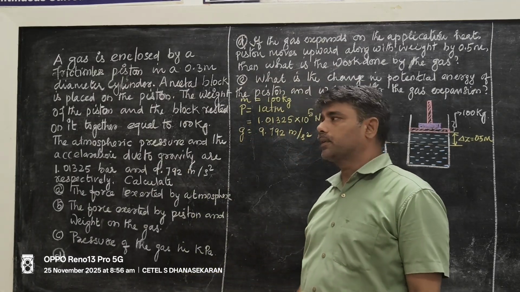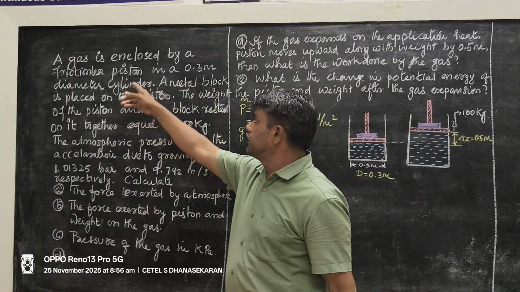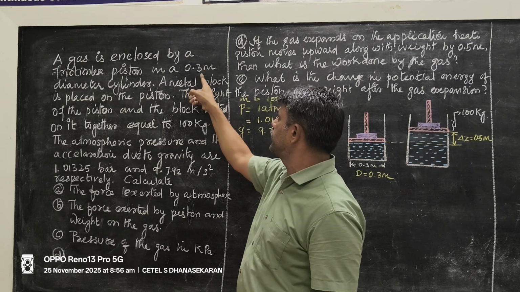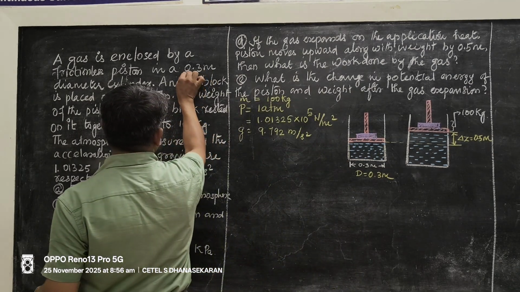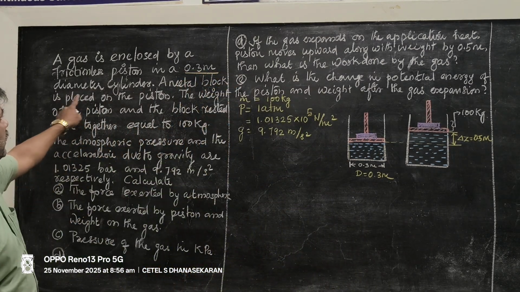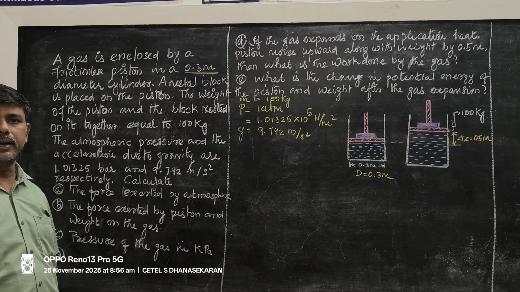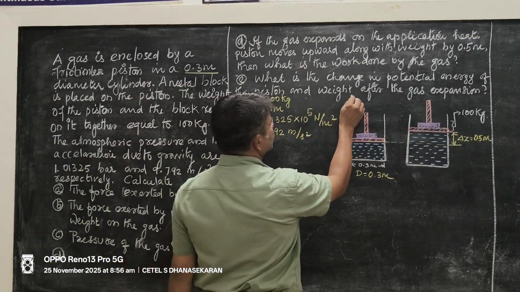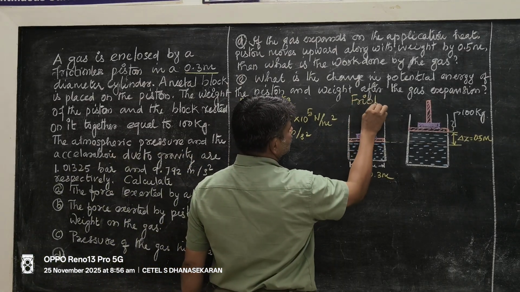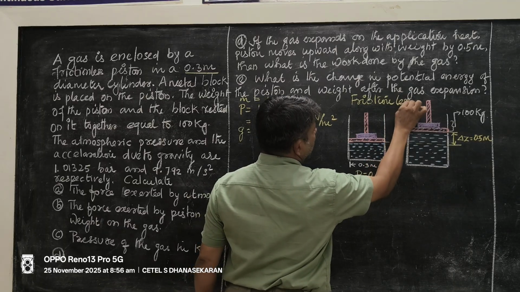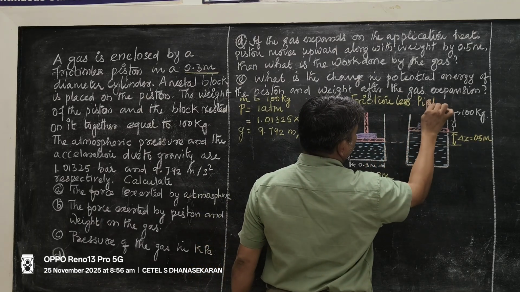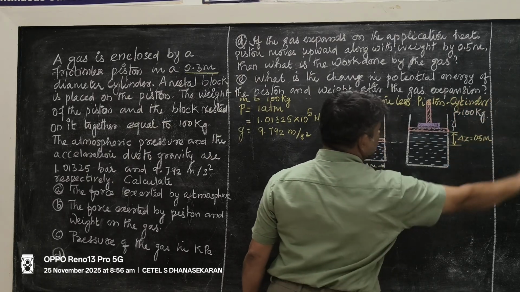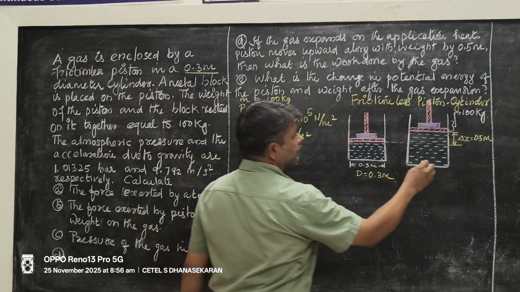Very simple problem. The problem is a gas is enclosed by a frictionless piston in a 0.3 meter diameter cylinder. So a gas is confined in a piston cylinder arrangement. Frictionless piston cylinder arrangement. Gas.